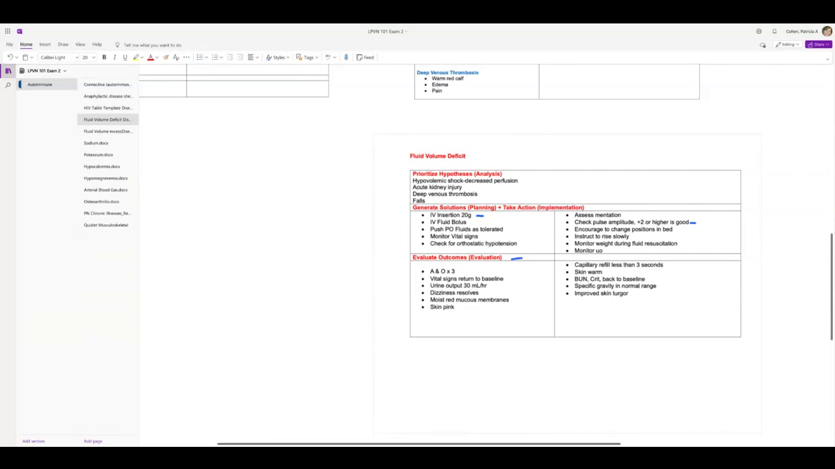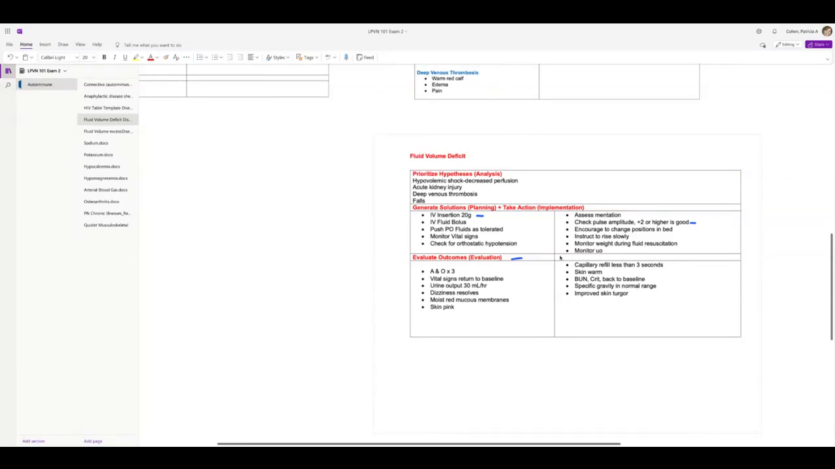Monitor their weight during fluid resuscitation. So when you're giving boluses, we call that fluid resuscitation. So you monitor the weight during it. Monitor the urinary output. Do you guys know the normal urinary output? Isn't it 30 mLs? 30 mLs per hour, yes.